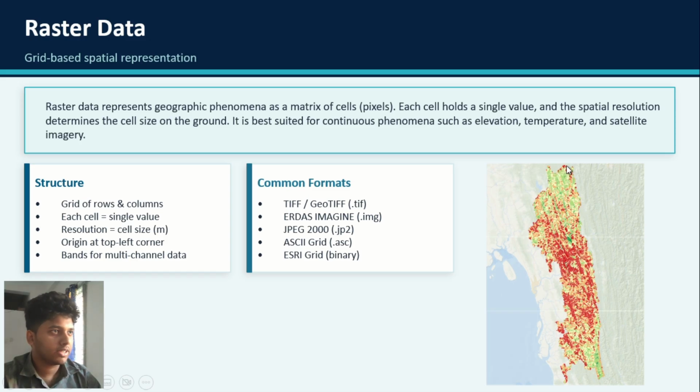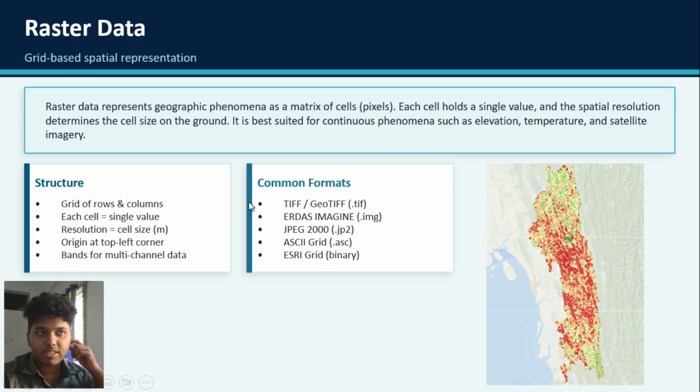So the structure of the raster data type is obviously a grid of rows and columns. Each cell represents a single value. The resolution is the cell size. We usually define it in meters, with the origin at the top left corner. So what does this mean? It starts from here and goes to there. It is the most comprehensive way to make a raster data set.